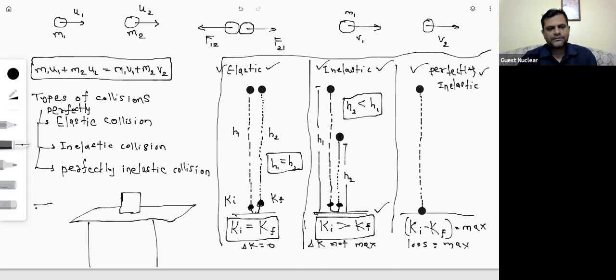Suppose we have a gun here, and suppose that a bullet is fired. As soon as this bullet is fired, suppose that this bullet just moves further and gets embedded into this block. If the bullet goes inside the block and both move together with common velocity, then this is also an example of perfectly inelastic collision, because there is no relative motion between the two bodies after the collision.